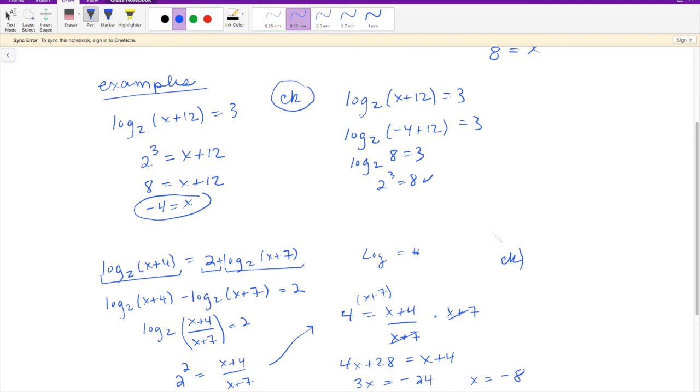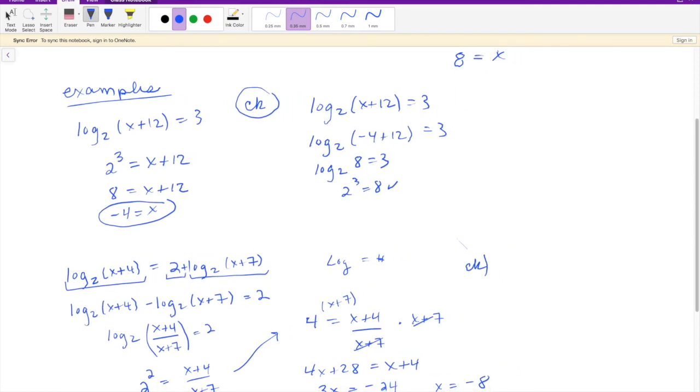All right, so we have to go back to the original equation. So let's jot that down. We have log base 2 of x plus 4 is equal to 2 plus log base 2 of x plus 7. Okay, so subbing in x equals negative 8, log base 2 of negative 8 plus 4 is negative 4. So really we fail right there. You can't take the log of a negative number, so that means that this doesn't work. So we would say there is no solution.